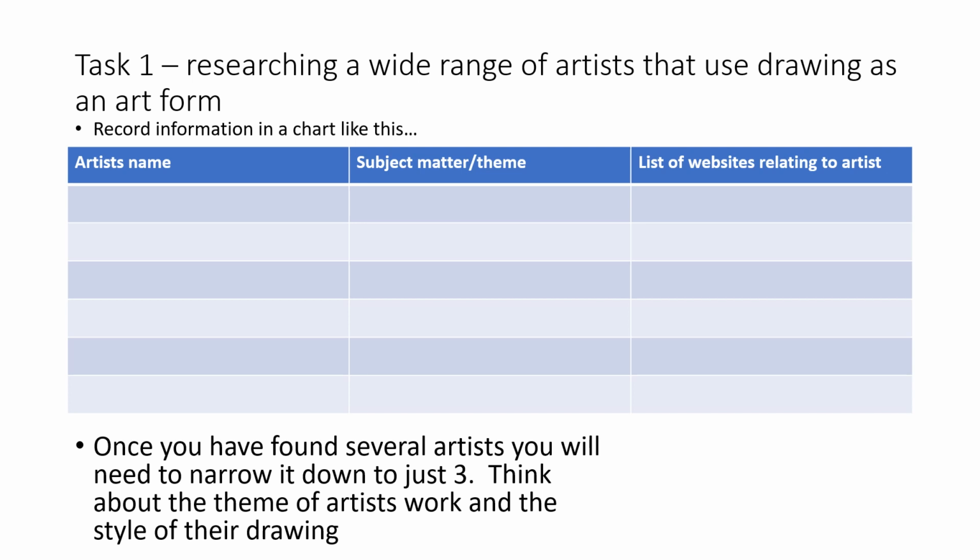And then once you've found several that you like, there might be a bit of a theme within those artists that you start to see. So maybe a lot of them that you're kind of drawn to are producing work on the theme of portraiture or landscape, because then your next step is that you need to narrow down that list to a list of 3 artists that you would like to research to inform your own work and ideas.